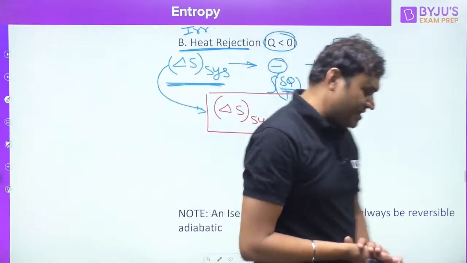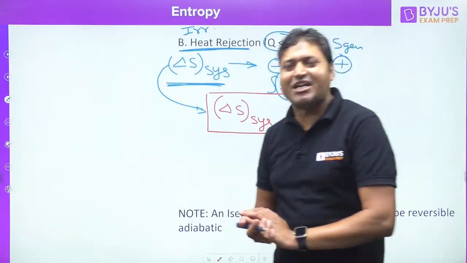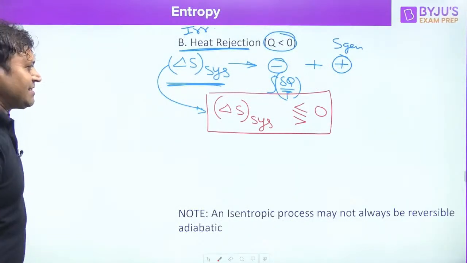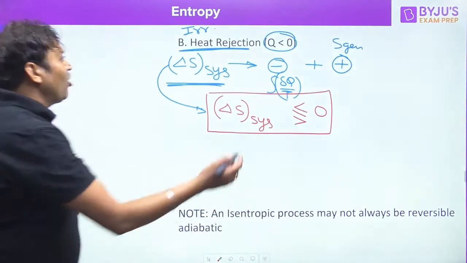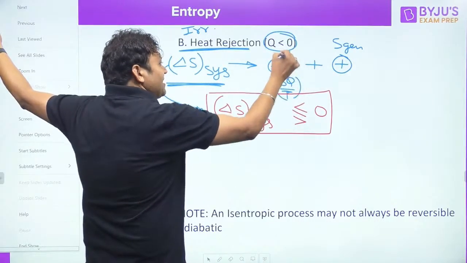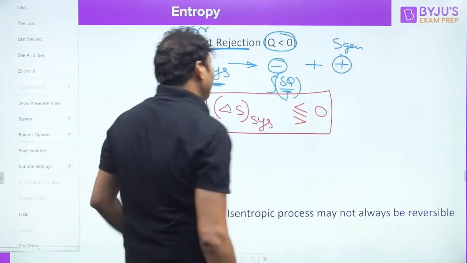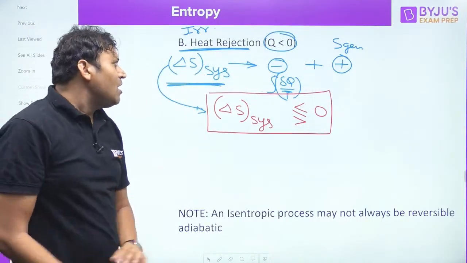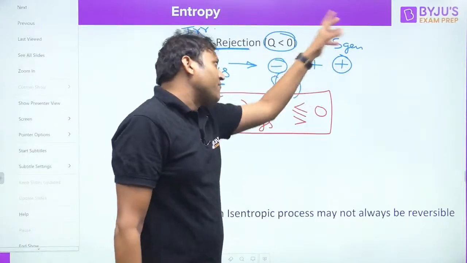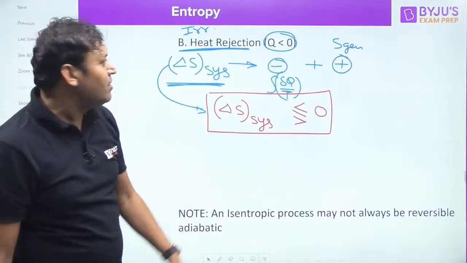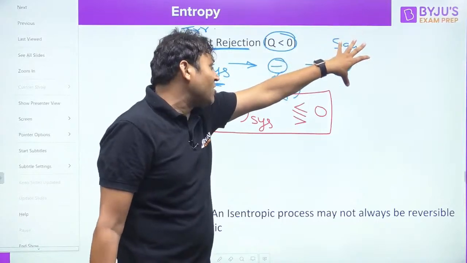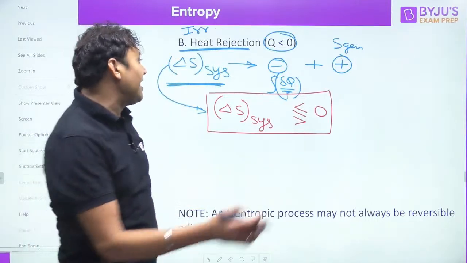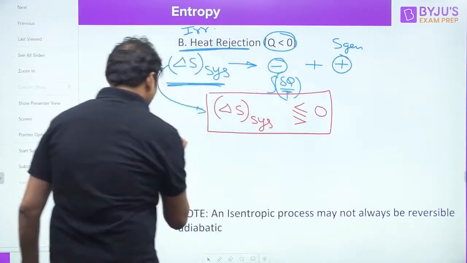Can we say if the system is undergoing irreversible heat rejection process, then the entropy change for the system can be positive, or can be negative, depending on which value is larger. If the first term is large, then the overall effect will give you the negative value of entropy change. But if the second term is more than the first term, if the irreversibilities associated are more, then the positive value will be more, then the change in entropy for the system will be positive.